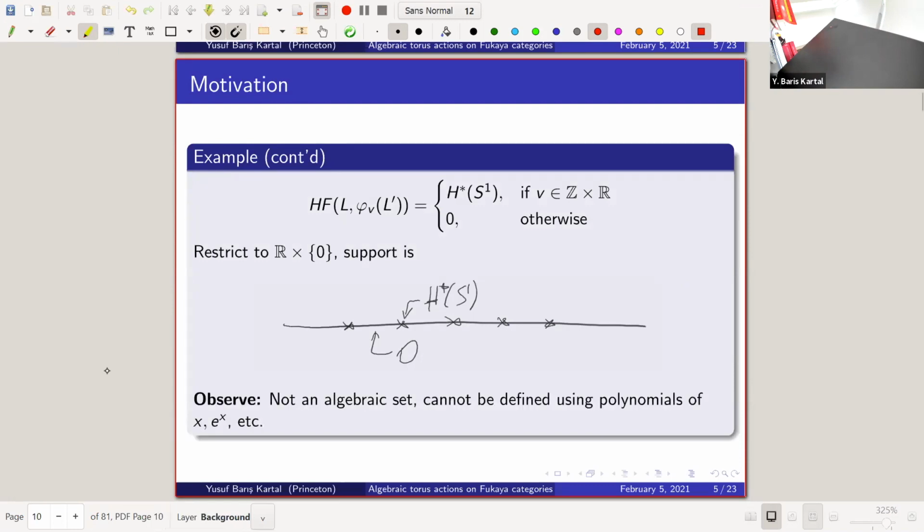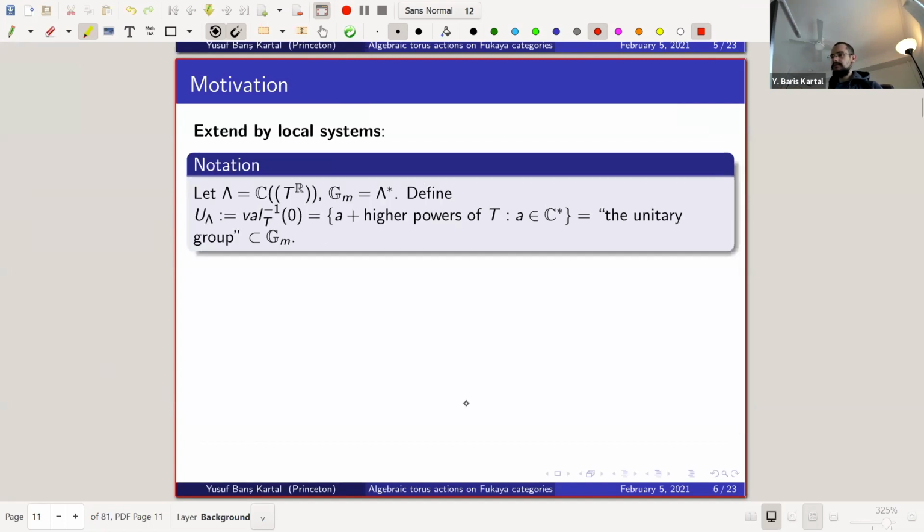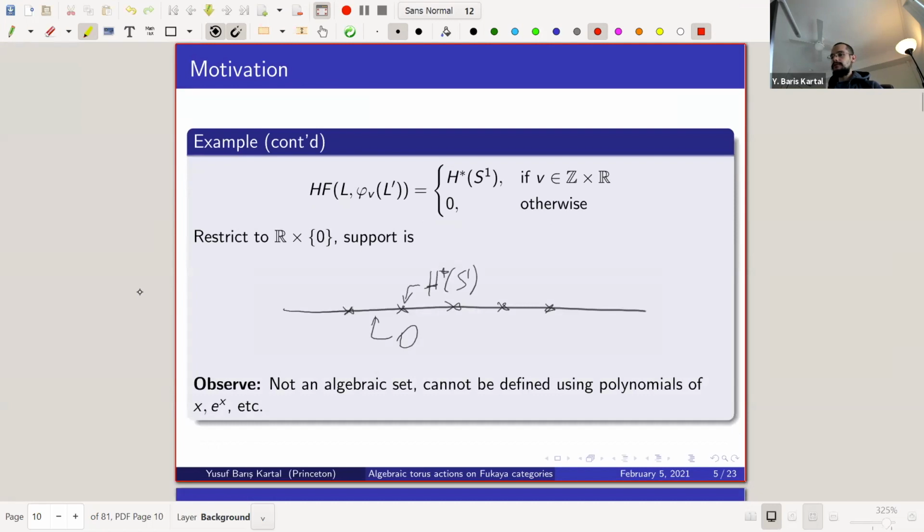So in particular, this is not a nice set in the sense that this is not an algebraic set. This can't be defined using polynomials of x and e to the x. Okay. Questions so far? Okay.